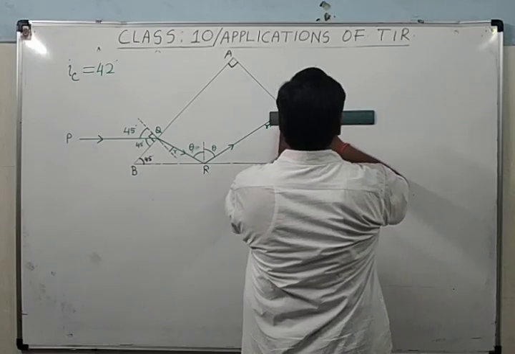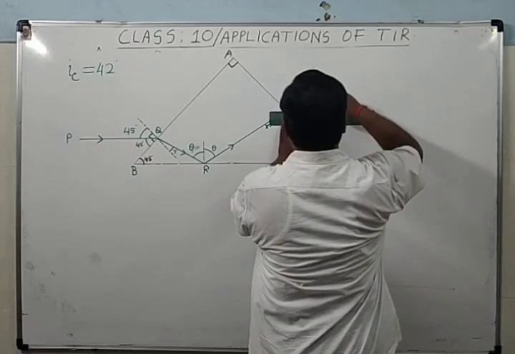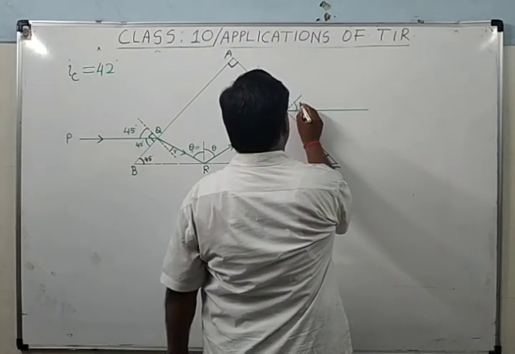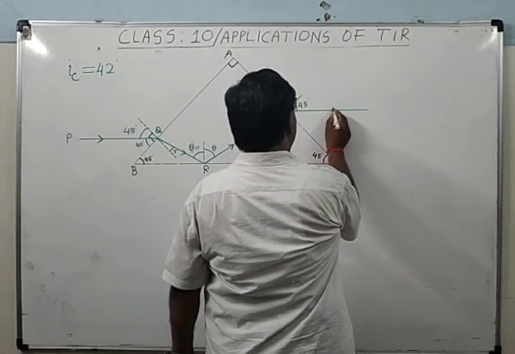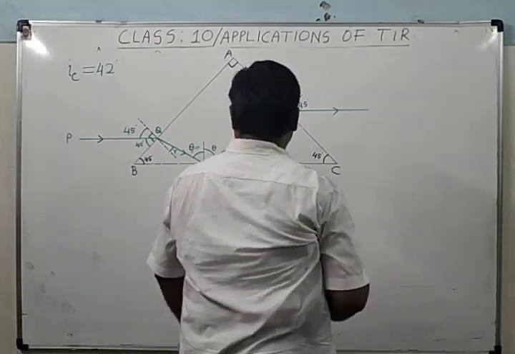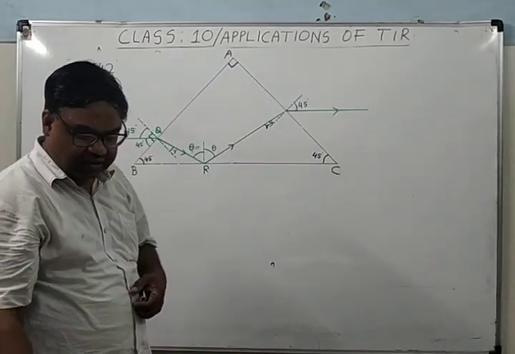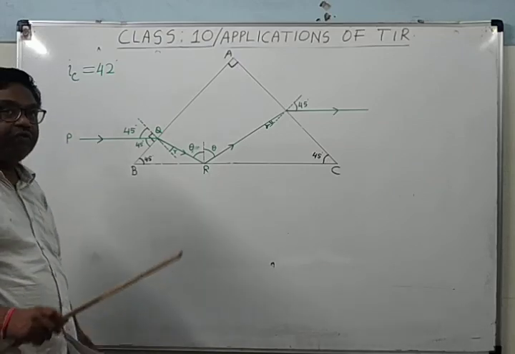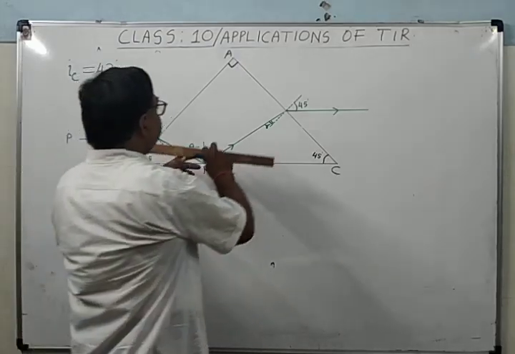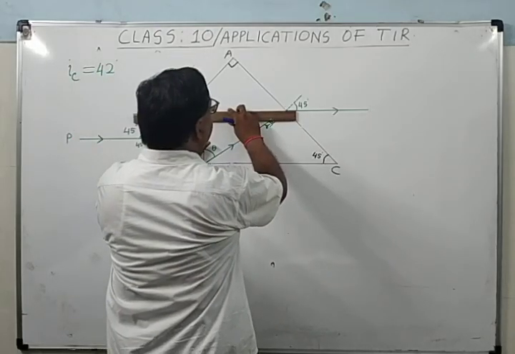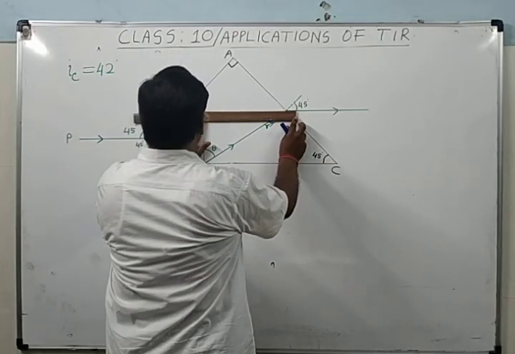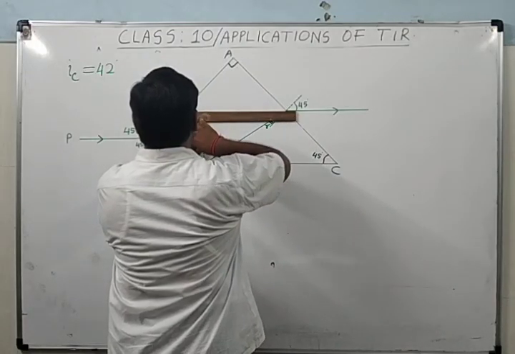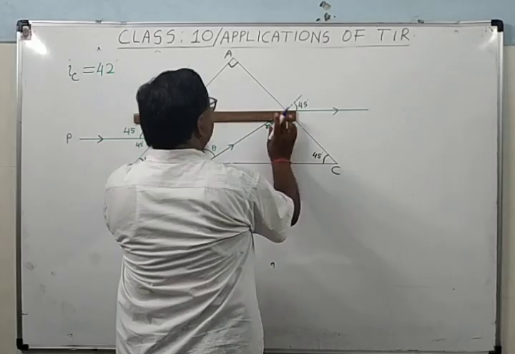Means this will go making what angle? It will go making 45 degree. It's clear? Now you take another ray, because this is used to make the erect image inverted in terrestrial telescope.